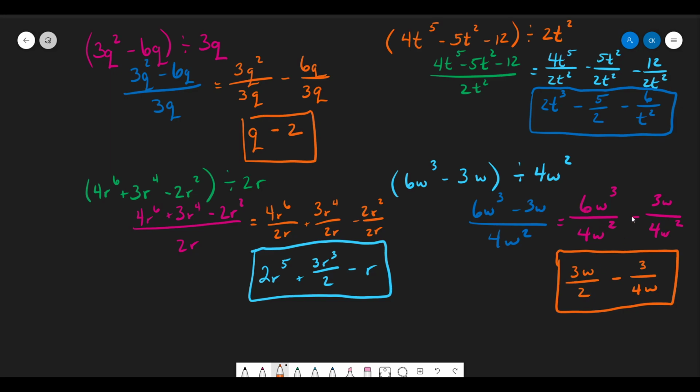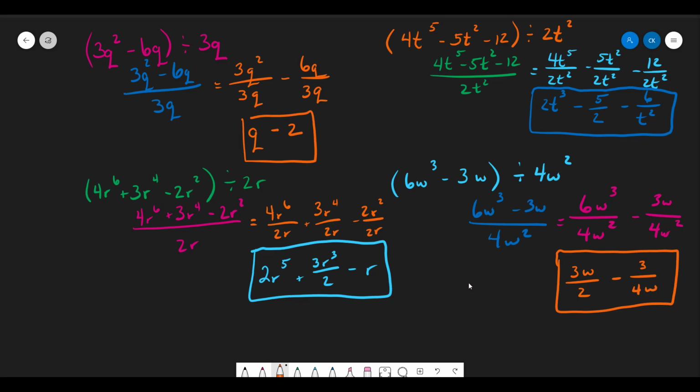6 over 4 reduces to 3 halves. W to the 3rd over w squared is w. And then 3 over 4 doesn't simplify. W over w squared is a w in the denominator. So just remember, if the exponent on the numerator is bigger than the exponent in the denominator, obviously your variable will be in the numerator. But if the exponent is bigger in the denominator, then the variable is going to go in the denominator. So just be careful with where you put the variables there.